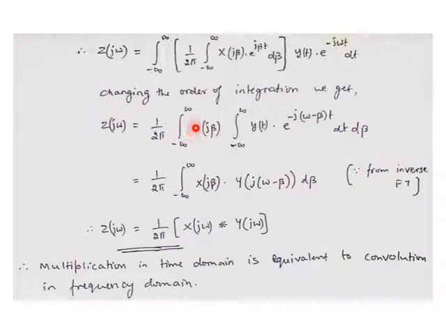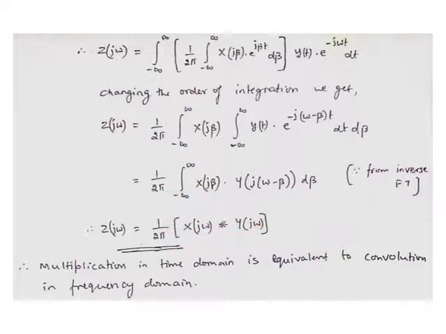d beta remains as it is, x of j beta remains, and the 1 by 2 pi stays. So we keep 1 by 2 pi times the integration minus infinity to infinity of x of j beta into y of j (omega minus beta) d beta, which is nothing but x of tau into y of (t minus tau) d tau. This is the definition of the convolution integral. So we can say x of j omega convolved with y of j omega, with the 1 by 2 pi outside as it is. Hence we proved that multiplication in the time domain is equivalent to convolution in the frequency domain.